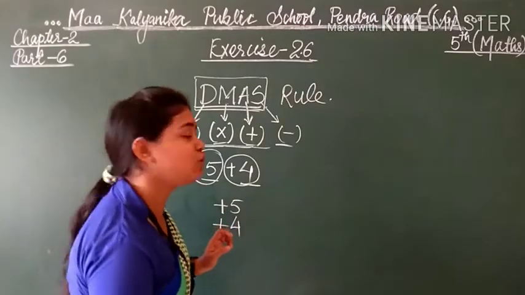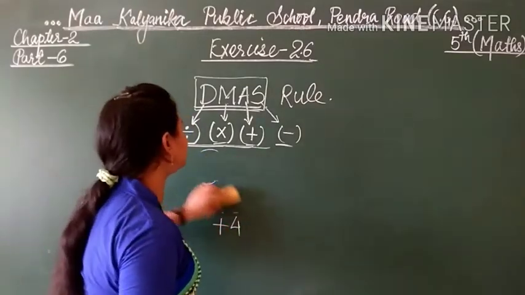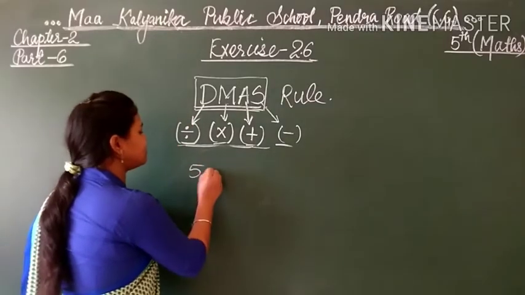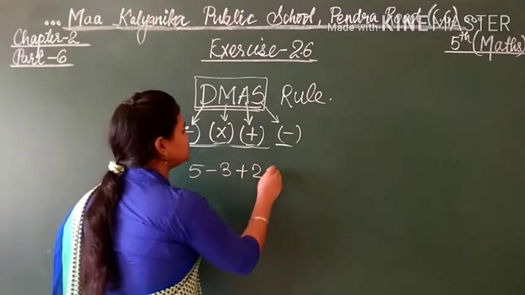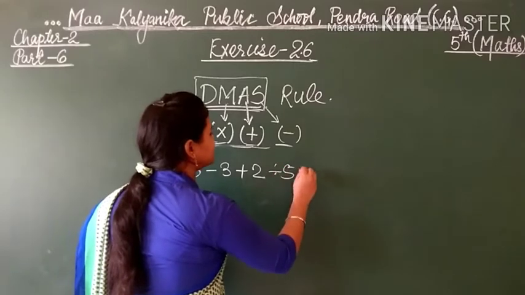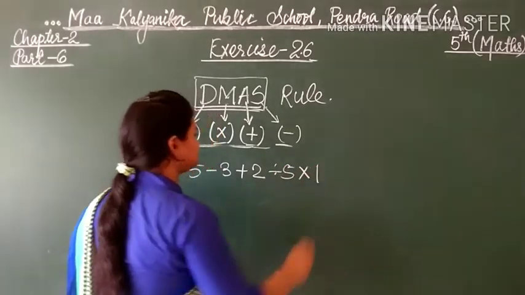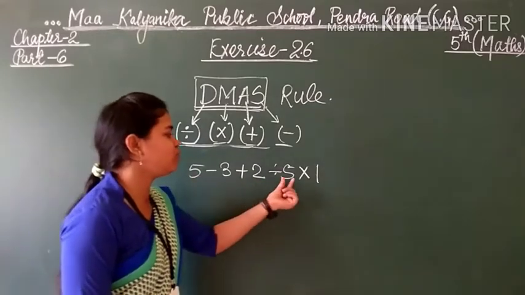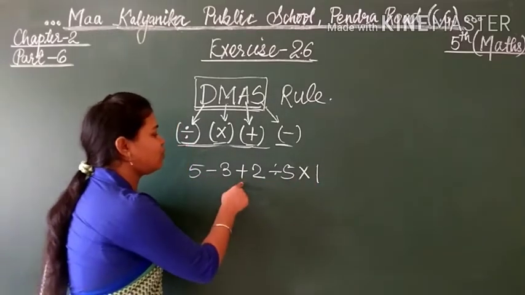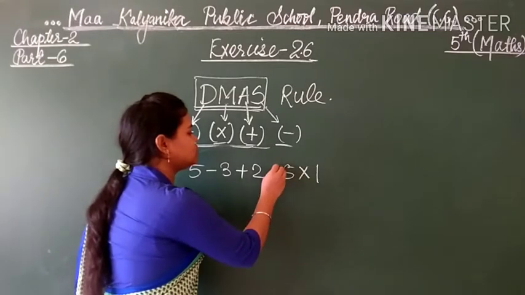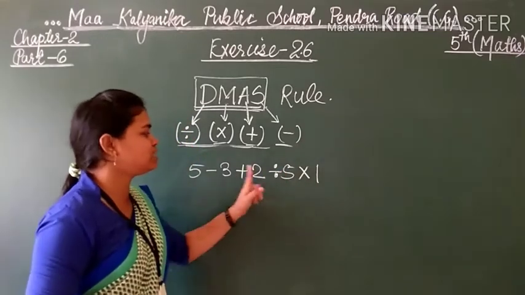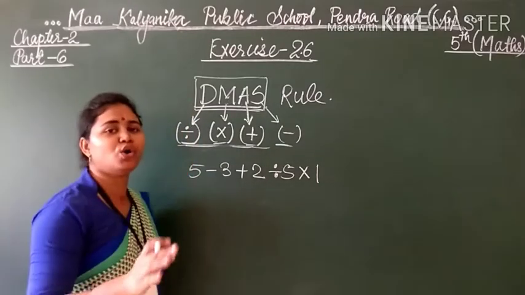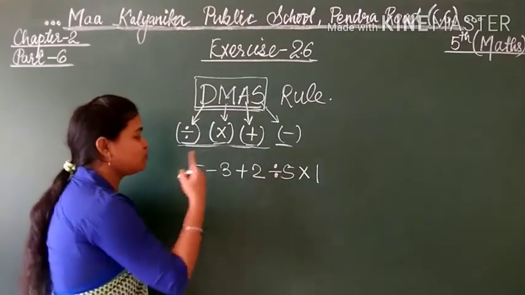I am explaining this with one more example, students. For example, I am taking 5 minus 3 plus 2 divided by 5 multiplied by 1. Here there are 5 numbers and 4 signs are given: minus, plus, divide and multiply. Students, you should know which sign belongs to which number.